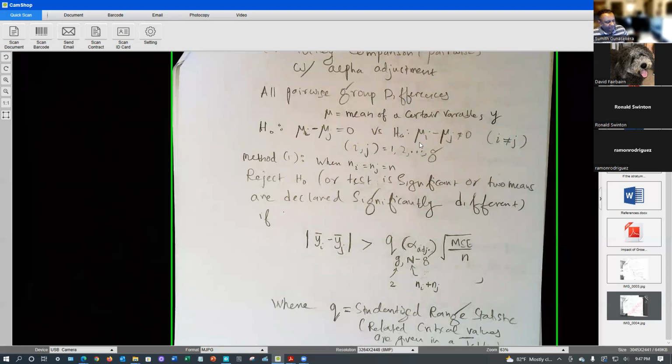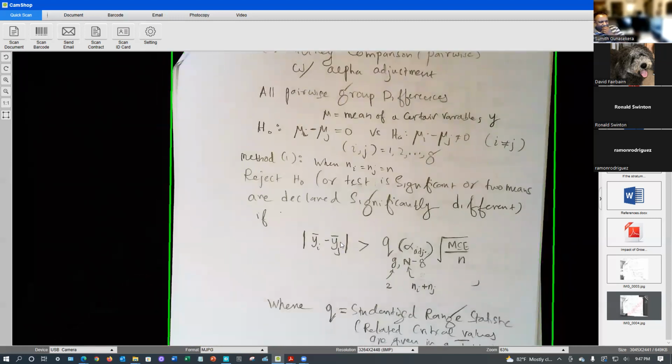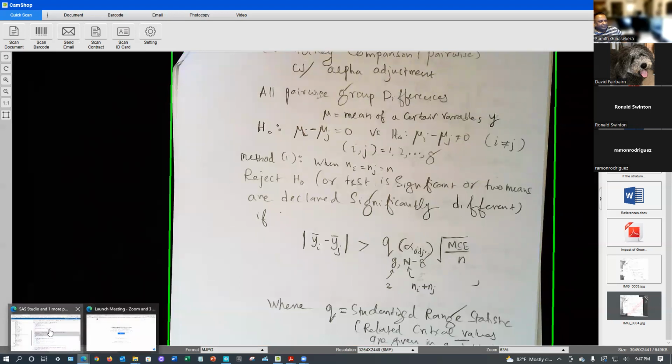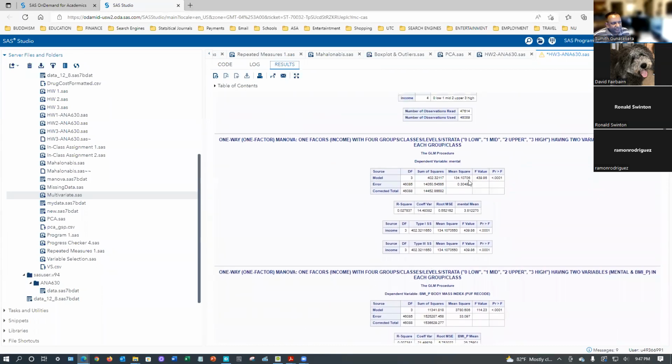How do they do that one? Tukey came up with something and he said you can get this value greater than this value. This value you can get from a book. Mean square error is already available in the ANOVA table. In the univariate ANOVA table, mean square error. Let's say mental. You were thinking where is the mean square error? For the mental one, mean square error is nothing but this part. It's already there.